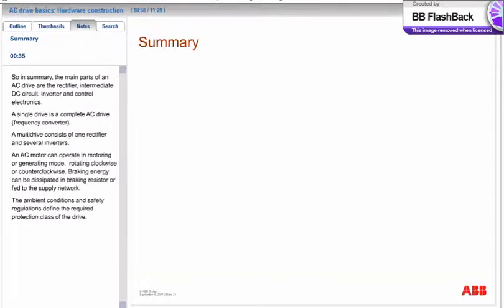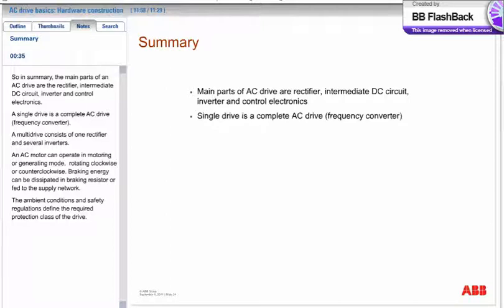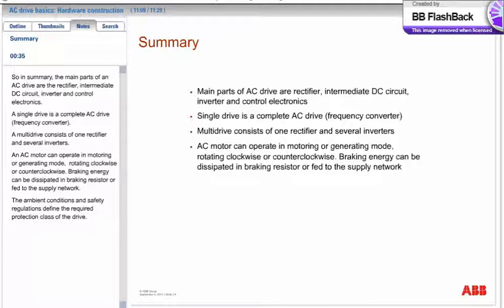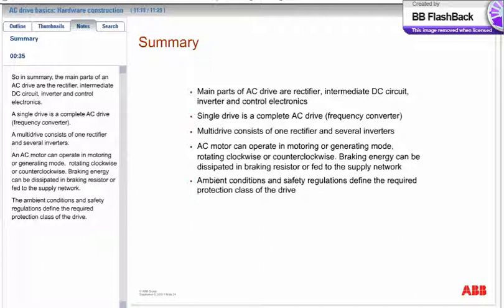So in summary, the main parts of an AC drive are the rectifier, intermediate DC circuit, inverter, and control electronics. A single drive is a complete AC drive, frequency converter. A multi-drive consists of one rectifier and several inverters. An AC motor can operate in motoring or generating mode, rotating clockwise or counterclockwise. Braking energy can be dissipated in braking resistor or fed to the supply network. The ambient conditions and safety regulations define the required protection class of the drive.